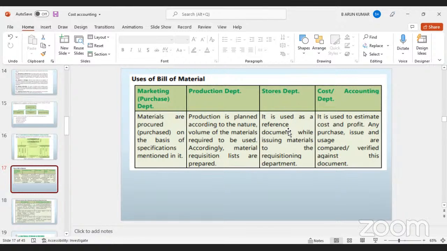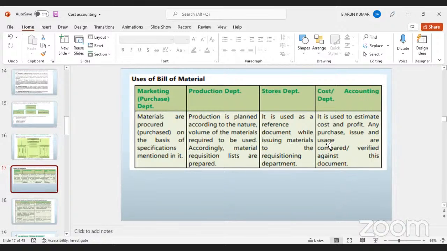And the stores department uses it as a reference document while issuing the materials to the requisition department. The stores department uses the bill of material for this purpose. And the costing and accounting department uses the bill of materials to estimate the cost and profit. Any purchase, issues and usage are compared or verified against this document.